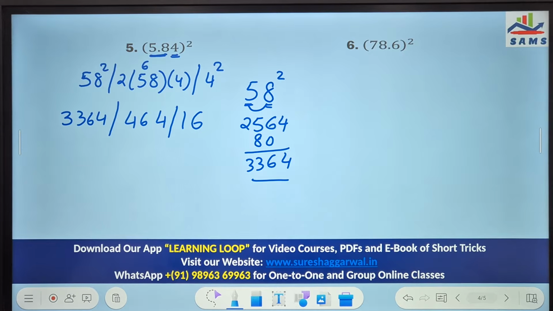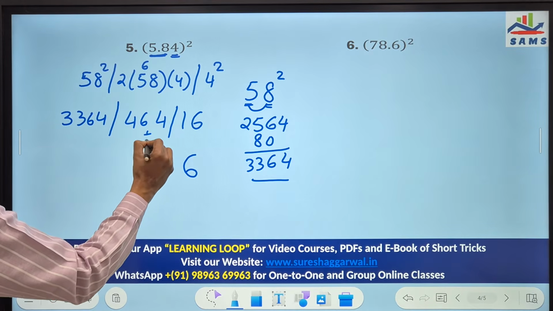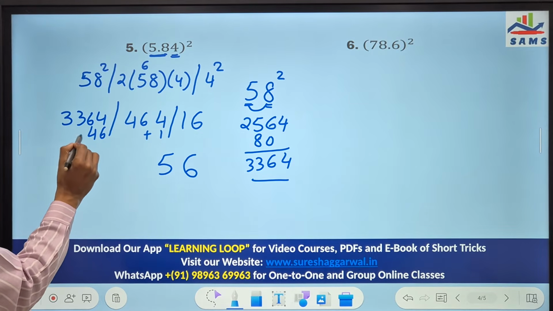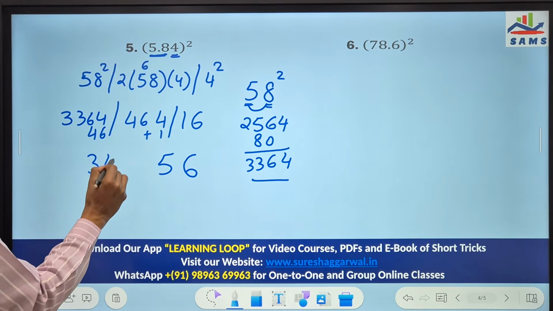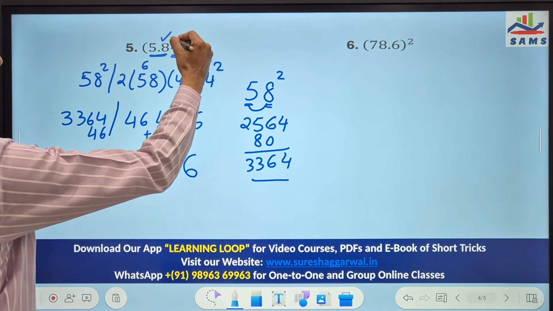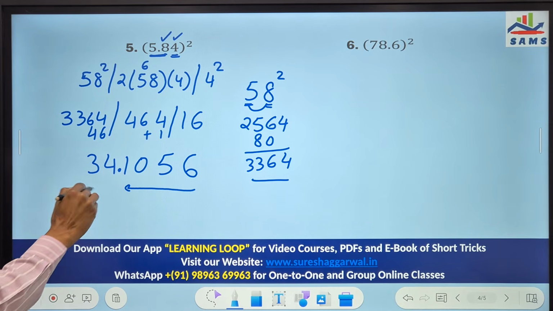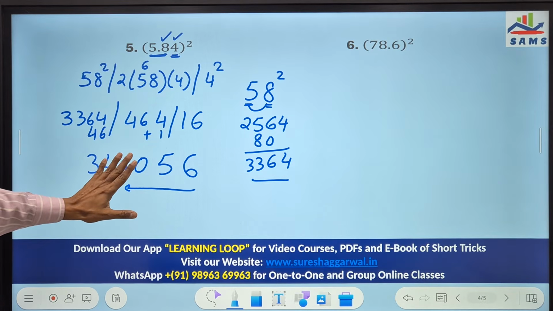So similar to the previous method, I am going to do it the same way here also. We have 6 being retained, 1 carries forward here, so this becomes 5, and 46 carries forward here, so this becomes 3410. Now where do you put the decimal? That is also very important because you have 2 digits after decimal here, 4 digits after decimal in the answer, and 34.1056 is going to be the correct answer for this square.